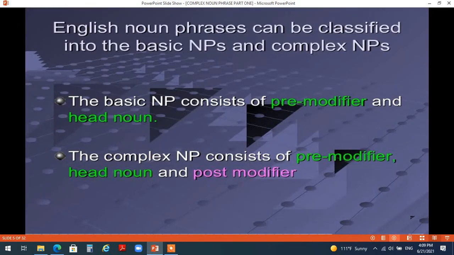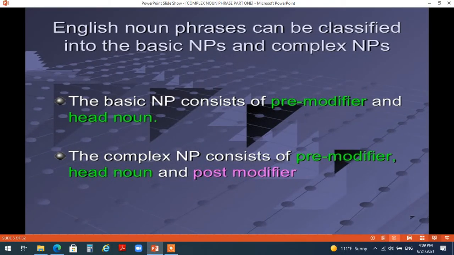Now, we want to know the difference between these 2 types of phrases. English noun phrases can be classified into the basic noun phrases and complex noun phrases. إذا تنقسم إلى نوعين، أما أن يكون basic or أن يكون complex noun phrase. The basic noun phrase consists of pre-modifier and head noun. إذن البيسك noun phrase يتكون من جزئين. الجزء الأساسي هو الهيد noun، وما يأتي قبل هذا الهيد noun كي يصف الهيد noun اللي نسميه pre-modifier. Pre is a prefix معناها قبل، معناها before. إذن أي شيء أو أي كلمات نستخدمها لوصف ذلك الاسم نطلق عليها اسم pre-modifiers.